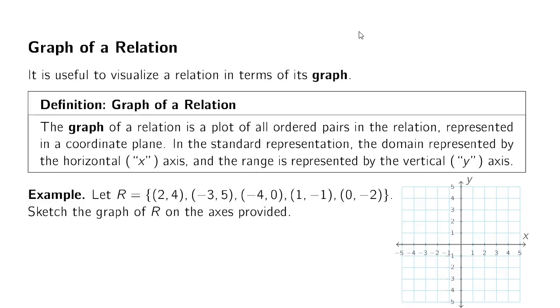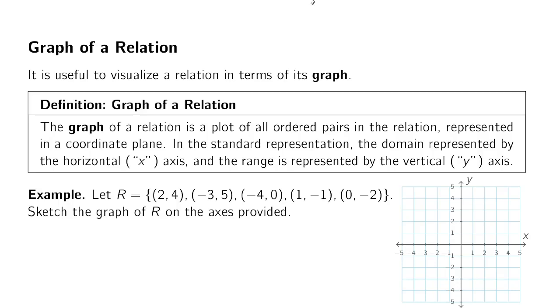When we want to visualize a relation and think about what it represents, we will often think of a relation in terms of its graph. What does it mean to have the graph of a relation? Well, it's just a picture of all of the ordered pairs in the relation in the xy plane. We think of the domain as represented on the x-axis and the range as represented on the y-axis. And so every pair in the relation is a pair (x, y), just the way that we usually write ordered pairs.